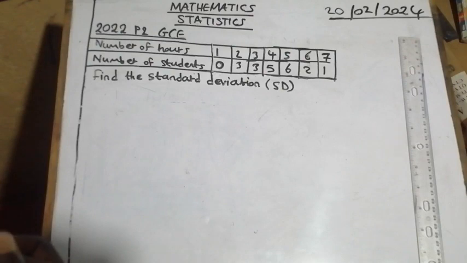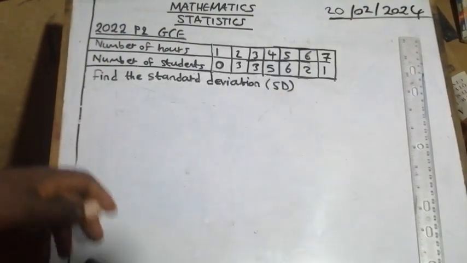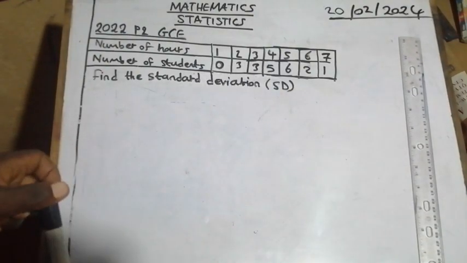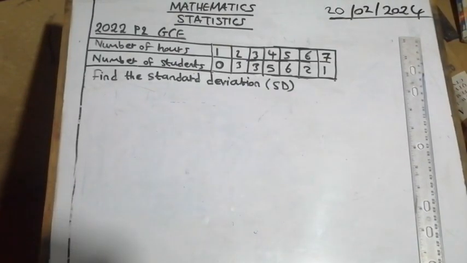2022 Paper 2 GCE. The question on statistics. Find the standard deviation. So by using the data given here in the table, they want us to find the SD, or the standard deviation.